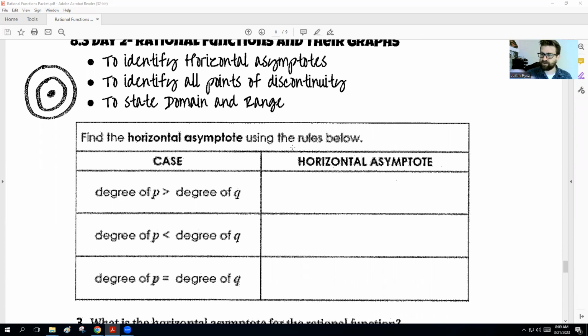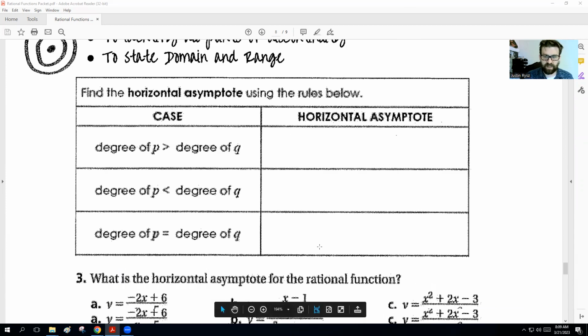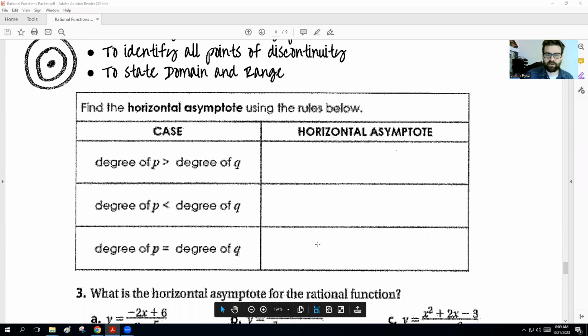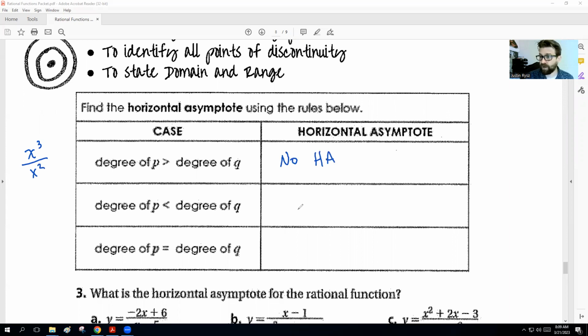So horizontal asymptotes, remember those are where the graph kind of meets at a certain line here. Now remember, P is the top function, Q is the bottom function. Now, if the degree of P is bigger than the degree of Q, that'd be something like x cubed over x squared. If the degree on the top is higher than the degree on the bottom, there is no horizontal asymptote. It would go up towards infinity or go down towards negative infinity.